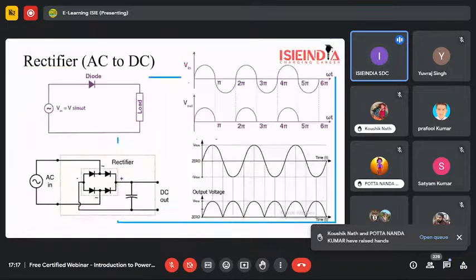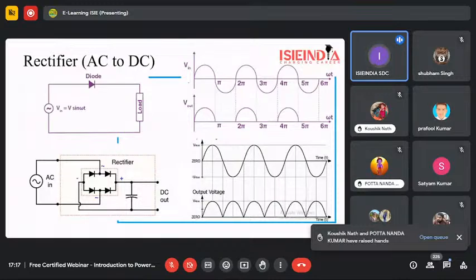Now, we have discussed the switching devices and applications. Now we will talk about the rectifiers, inverters, and choppers, because these are the converters which convert AC to DC, DC to AC, or DC to DC. Based upon this, we get the desired output, whether it is AC or DC.